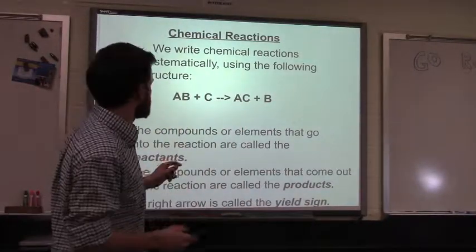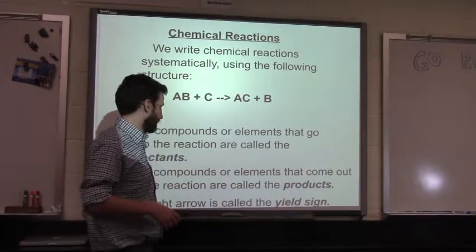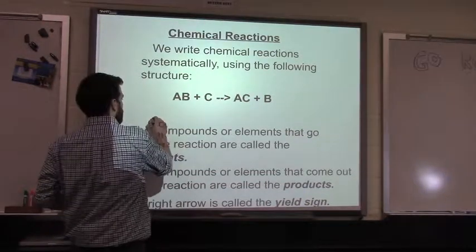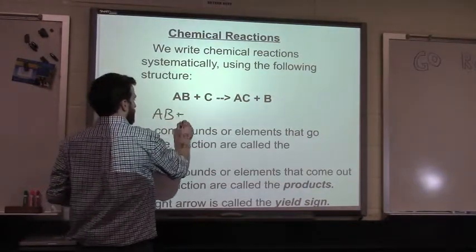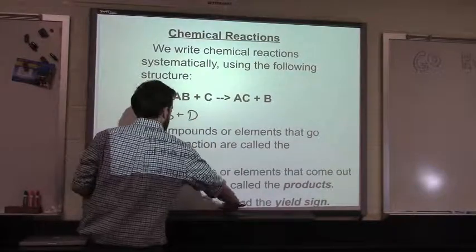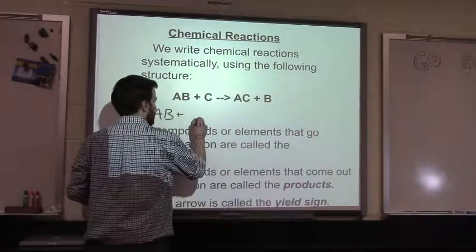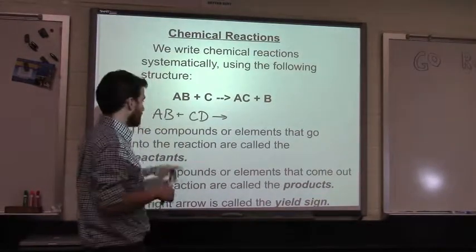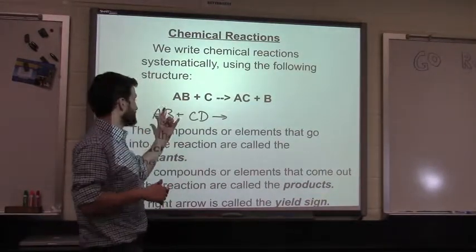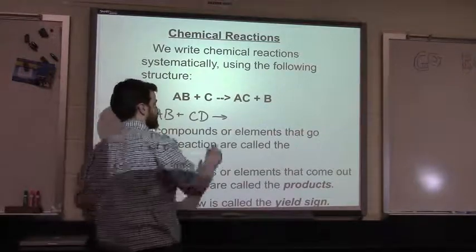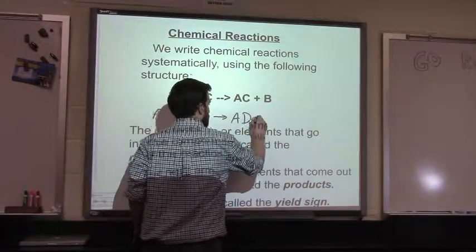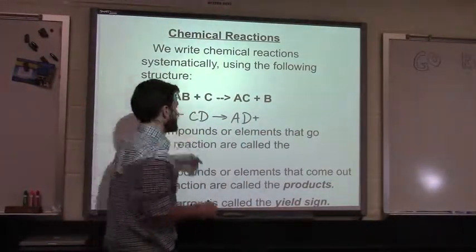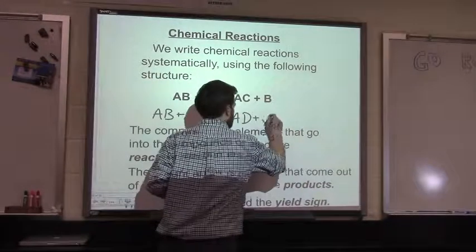So it doesn't always have to be some compound plus some element. It could be some compound plus some other compound yields, and then maybe B and D switch spots. So I'd get AD plus CB.